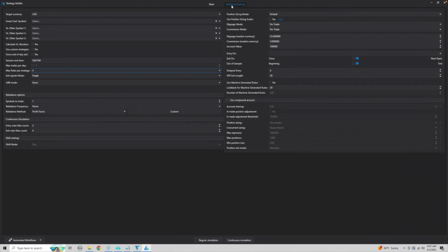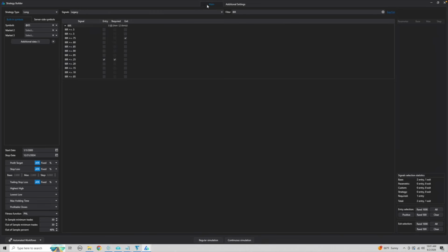Under additional settings, you can see that I have slippage and commission set. The account size I just put to $100,000. That's really all you have to do at this point. And over here, back on the main screen, we've selected ES. You can see we could come down and select any future market, ETF, or even Forex. Down here we have the start and stop dates. We're starting at the year 2000, going through 2024.